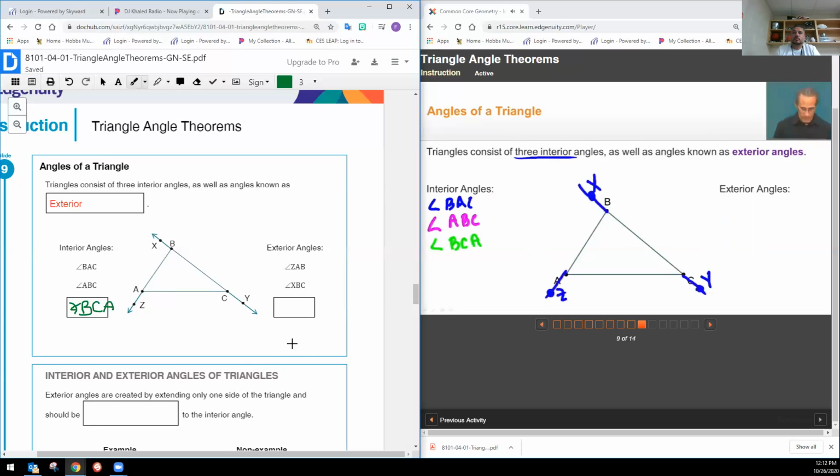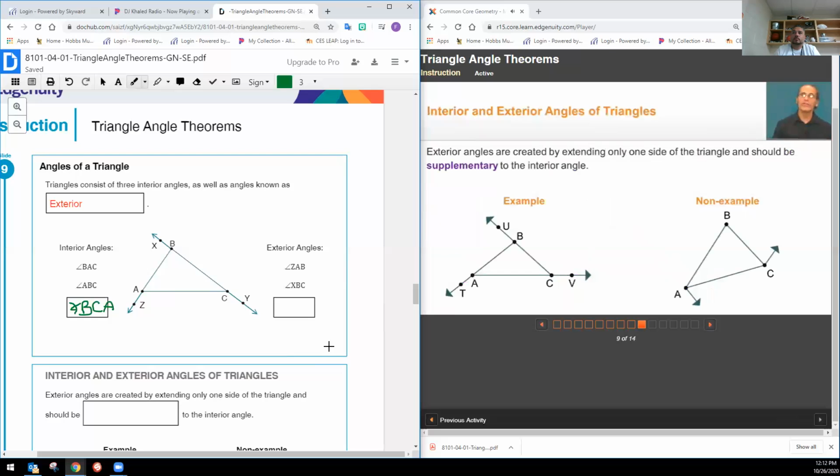And as I go ahead and label, I can create an exterior angle here, which would be angle ZAC. I can find an exterior angle here, which is angle ABX. And lastly, I see an exterior angle right here, don't I? Angle ACY.